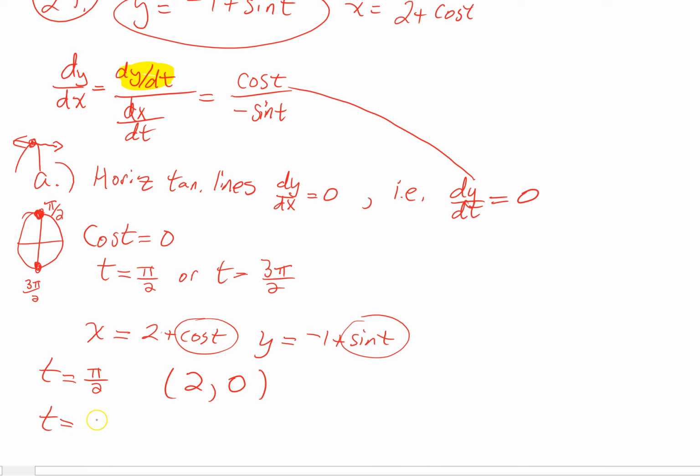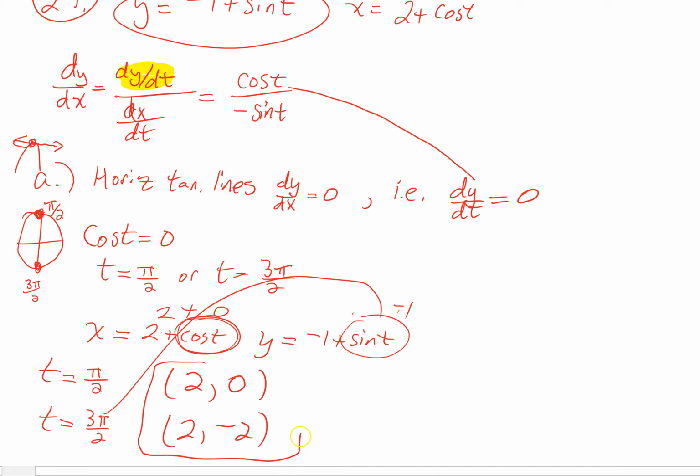We could also do this with t equals 3 pi over 2. Well, you could see our x value again, the cosine of 3 pi over 2 is going to be a 0, so you'd get 2 plus 0 right there. At 3 pi over 2, be careful. Sine of 3 pi over 2 is -1, and -1 plus -1 would be -2. So that's where, for part A, we're getting those two answers.